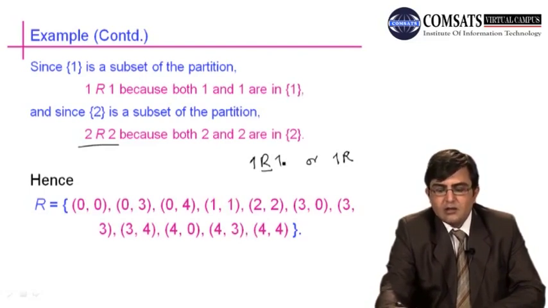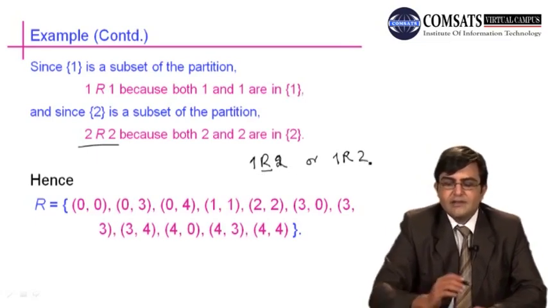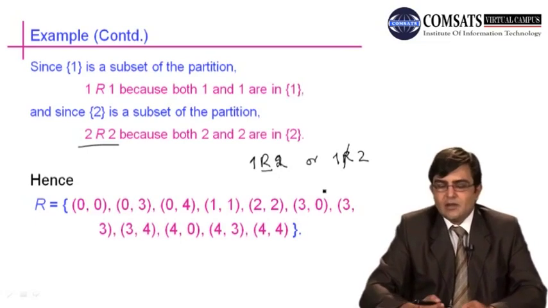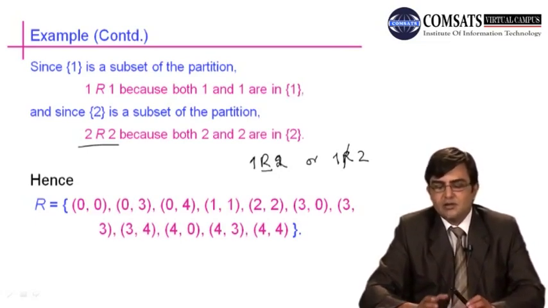So 1 is not related to 2, or we can write it by putting a cross on the R. This also means, in some books, that 1 is not related to 2.